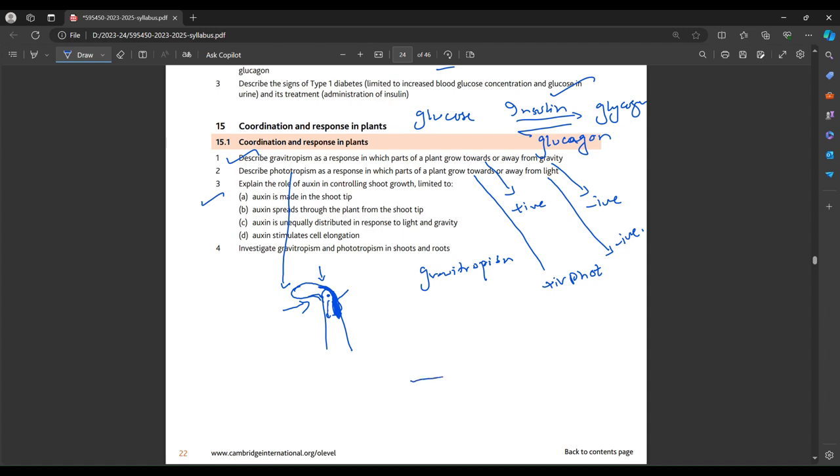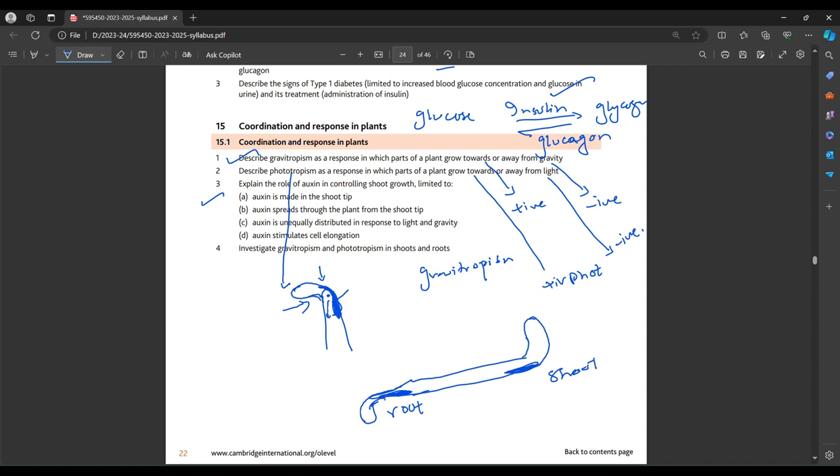Whereas if it is lying sideways, let's suppose it's a plant and it's a root, then auxin will accumulate on the lower side, both in the shoot region and in the root region. Now what happens in the root? It inhibits the growth. So when it inhibits the growth, this portion will elongate and this portion will not elongate, therefore it will bend downward. Whereas in the shoot it promotes the growth, therefore this portion will elongate more than this portion, therefore it will bend upward.